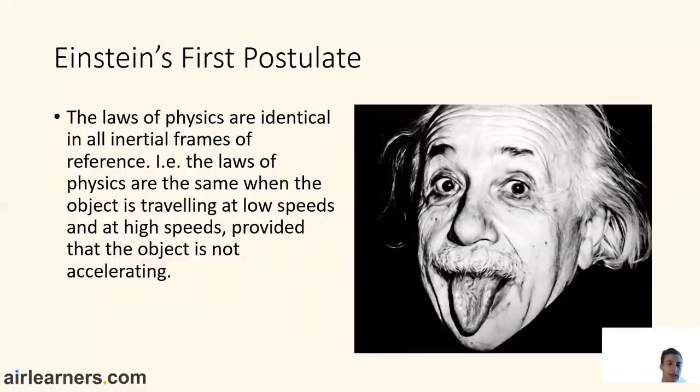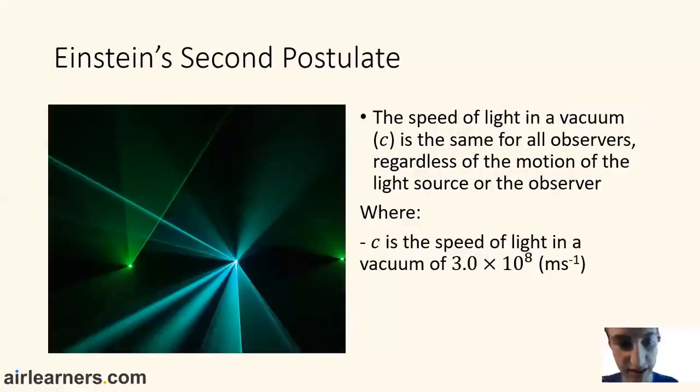I think in terms of postulates, there are only 2, but this one is probably the most useful in terms of its applications to special relativity. The second postulate is that the speed of light is the same for all observers, regardless of the motion of the light source or the observer.